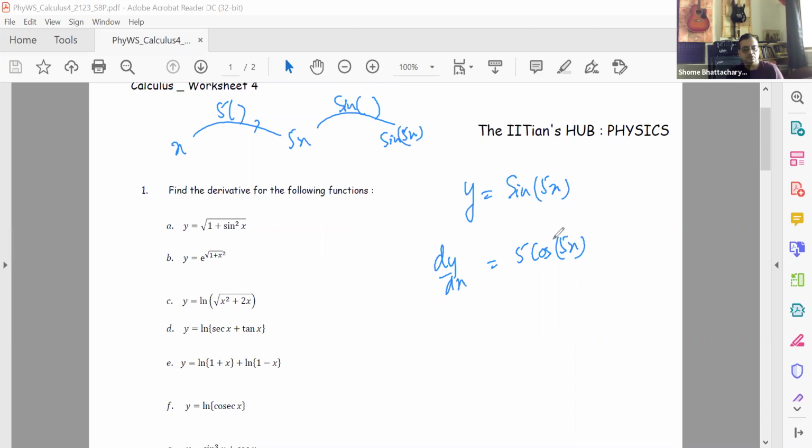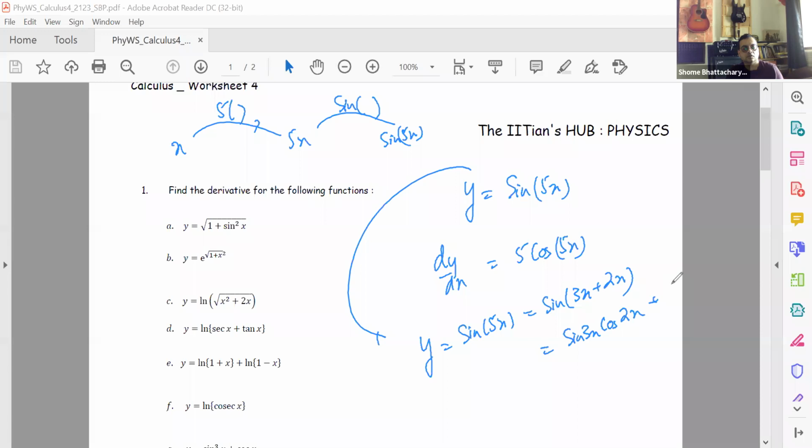Of course, there are many other ways by which you can do this also, but they are completely unnecessary. Like if I really wanted to complicate matters, I could write this as sine of, for example, 3x plus 2x. Totally unnecessary, but I can do that. Then differentiate this whole thing, use product rule here, use product rule here. But why to do something like that? It's totally unnecessary. Just by using chain rule concept, you can get this directly.